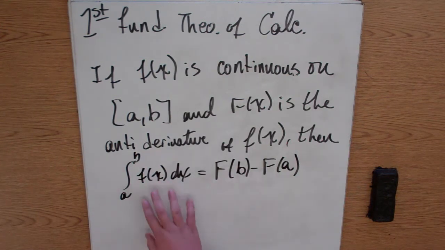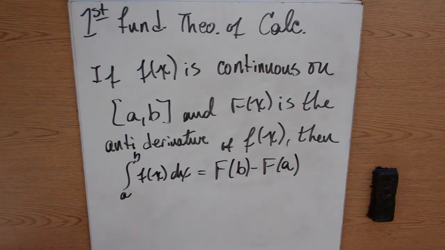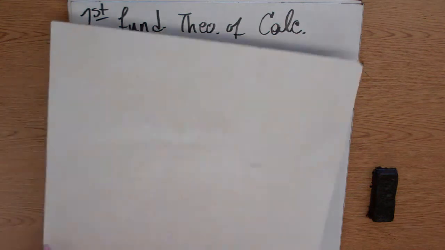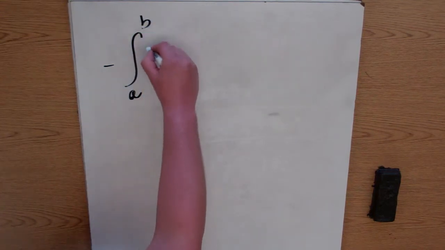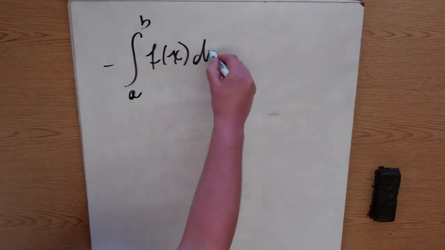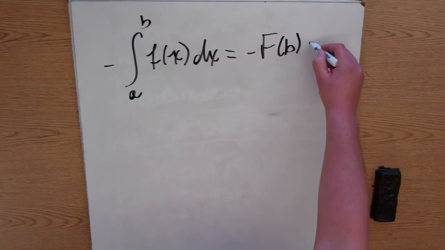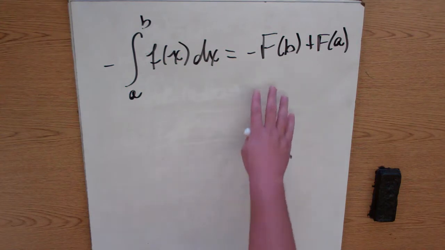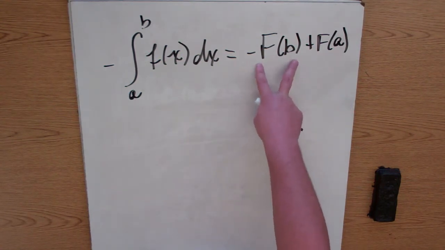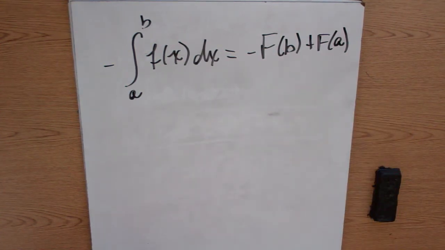We know that. You integrate this from here, you subtract this. That's kind of the given. But we can take this a step further. We know that negative integral from a to b of f of x dx equals negative f of b plus f of a. That negative changes the signs on both of these. Remember this was f of b minus f of a. Well, now it's negative f of b plus f of a. Basically, all we did was distribute the negative through.